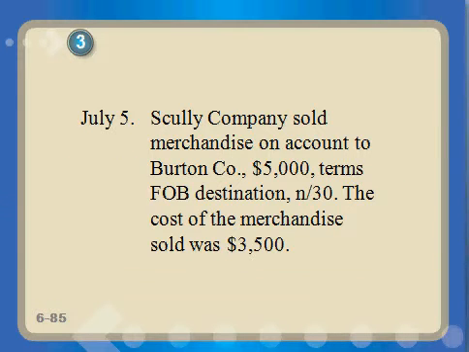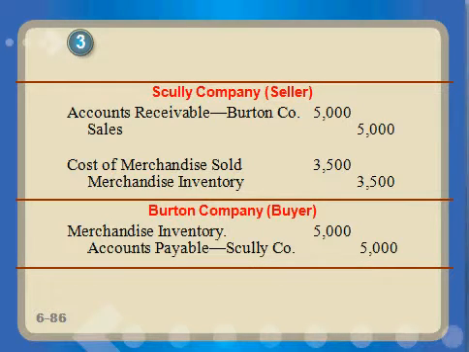So Scully Company is going to debit their accounts receivable $5,000, credit their sales $5,000, debit the cost of merchandise sold $3,500, and credit the merchandise inventory $3,500. Burton Company would actually debit their merchandise inventory $5,000 and credit their accounts payable to Scully Company for $5,000.